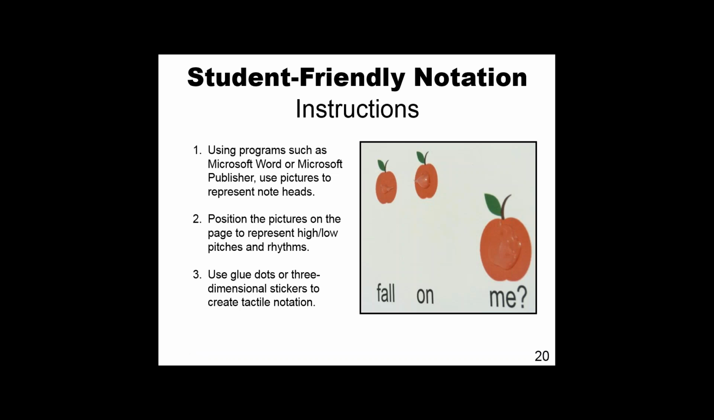To make these, I used just Microsoft Word, or you can use Microsoft Publisher, and I just used pictures to represent note heads. And I positioned these pictures on the page to represent high and low rhythms, so I would alter their size and location. Now, some of these I just made two-dimensional, and they just had that student-friendly notation, that image.